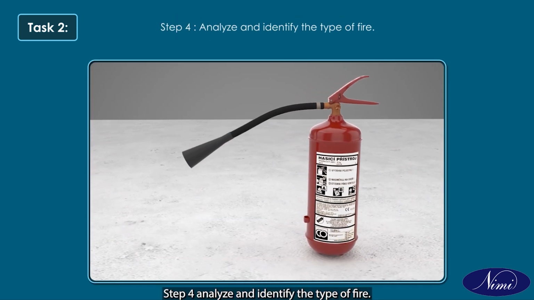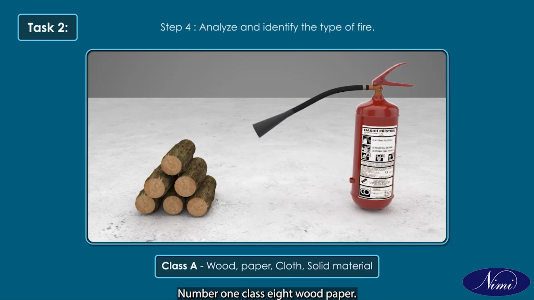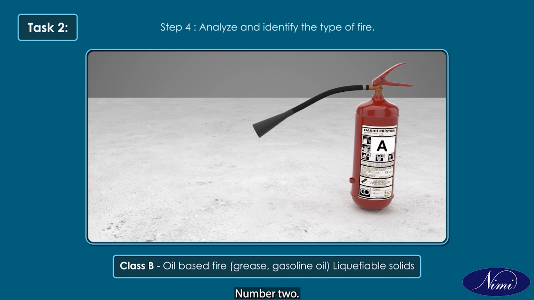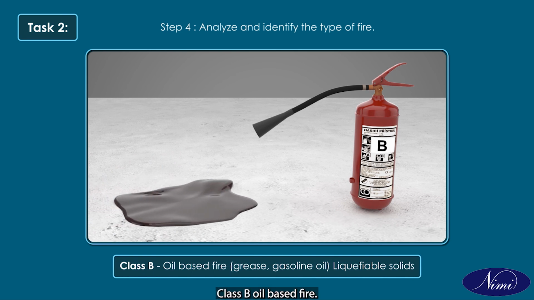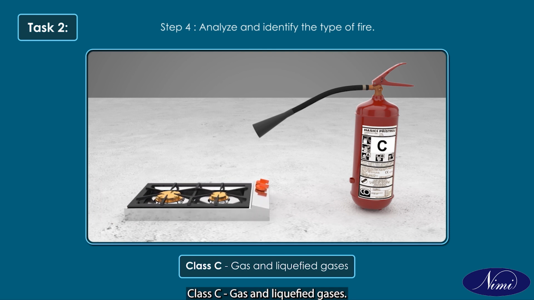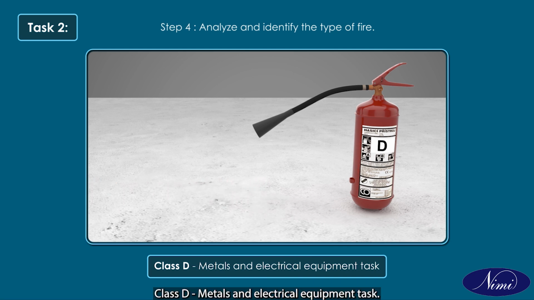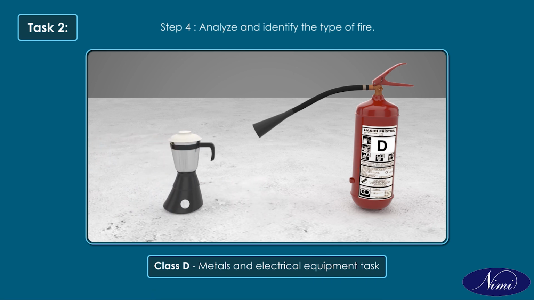Step 4. Analyze and identify the type of fire. Number 1. Class A. Wood, paper, cloth, solid material. Number 2. Class B. Oil-based fire, grease, gasoline, oil, liquefiable solids. Number 3. Class C, gas and liquefied gases. Number 4. Class D, metals and electrical equipment.